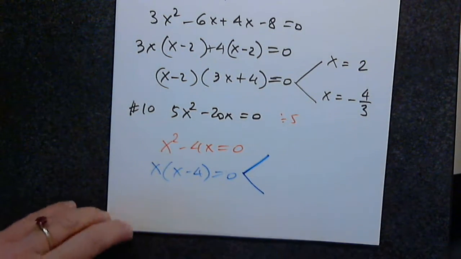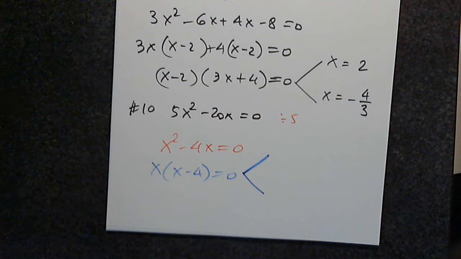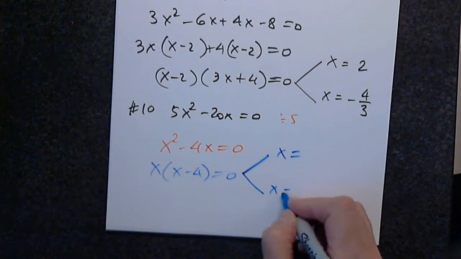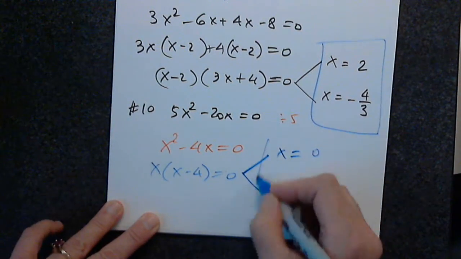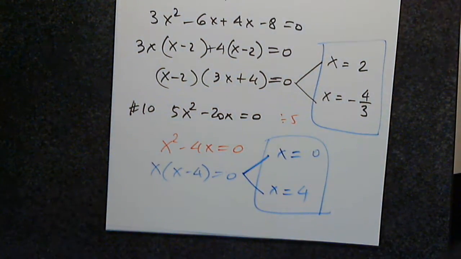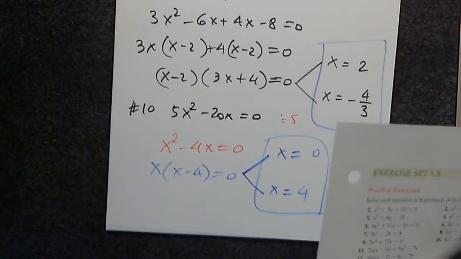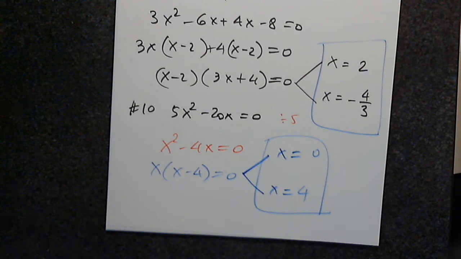So that's it. We are ready to write the answers. That's the easiest. Just remember, if the last term, the free term, is missing, this is the easiest type of quadratic equation. So then x equals and x equals. Can anyone give us two solutions? 0 and 4. Excellent. So we had 10, we still have 12 and 14.